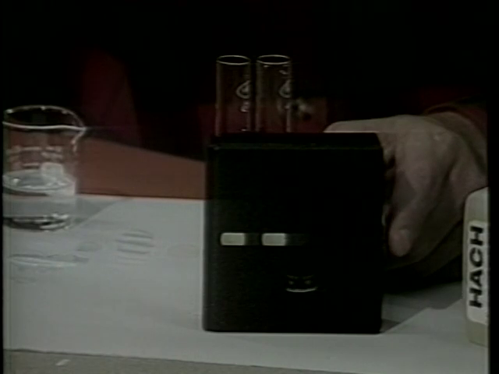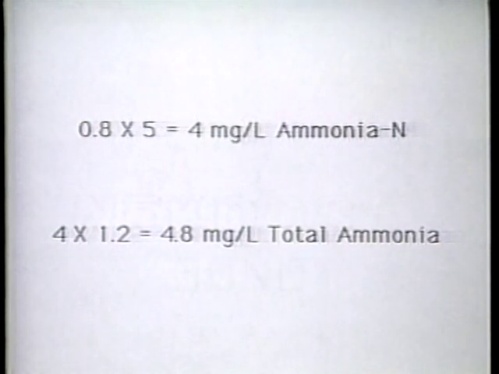The result read off the color wheel is then recorded. This value must be multiplied by 5 to convert it to the true undiluted value. For example, if the wheel reads 0.8, the true value is 0.8 times 5, which equals 4 milligrams per liter ammonia nitrogen. Again, to convert this to total ammonia, multiply by 1.2. In our example, 4 times 1.2 equals 4.8 milligrams per liter total ammonia.